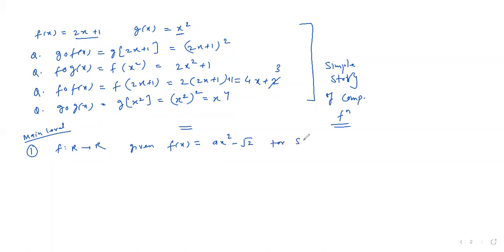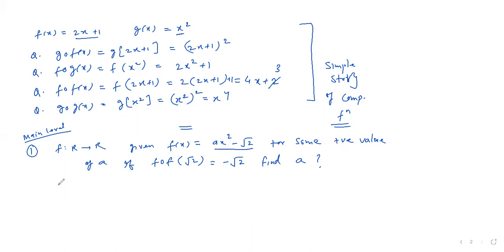for some positive value of a. I mean, this function is defined for positive values of a, right? If f of root 2 is equal to minus root 2, find a. Guys, I'm giving you 2 minutes. If you can find a, it would be good. Otherwise, I'll explain. It's easy.